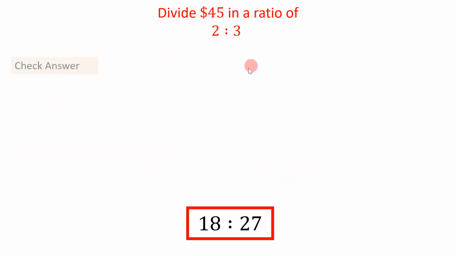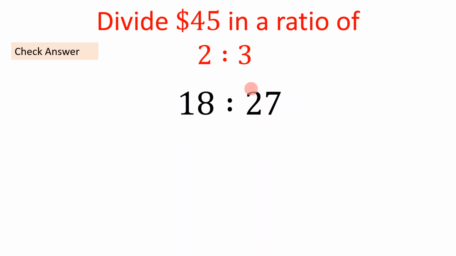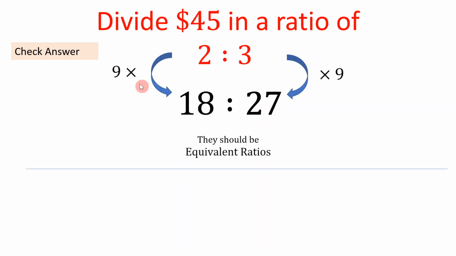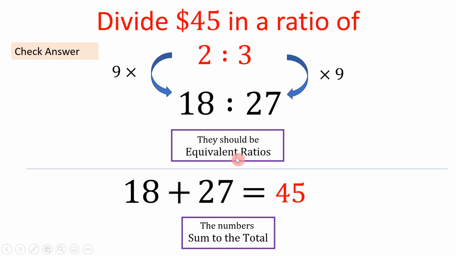Let's now do our checks to make sure that we have used the unitary method correctly. The first thing we're going to see is if these are equivalent ratios, and sure enough, they are. I've simply multiplied both sides by 9. The next thing we can do is add together the numbers of our new ratio, and it should be equal to the number we started with up here. Sure enough, 18 plus 27 is 45. So we've done it correctly. We have verified that we've used the unitary method correctly.